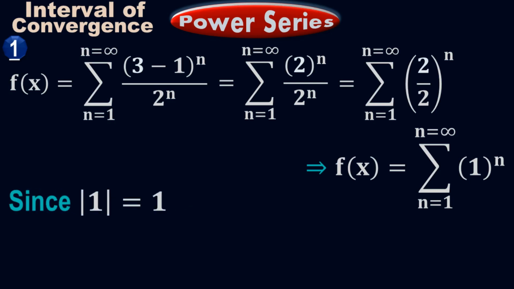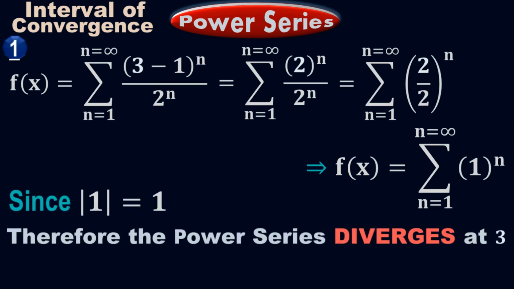Now, since the modulus of 1 equals 1, the power series diverges at positive 3. Because look, the modulus of 1 equals 1. For convergence, our modulus, which is 1 here, must be less than 1. It is equal to 1, not less than 1. Therefore, the power series diverges at positive 3.